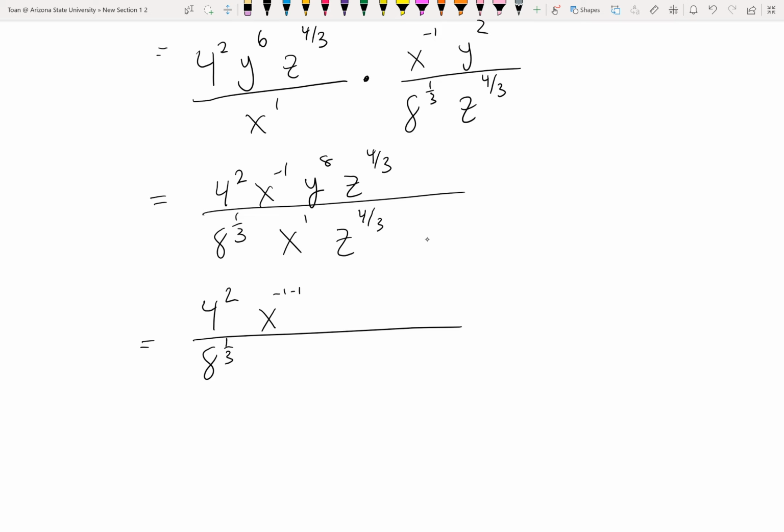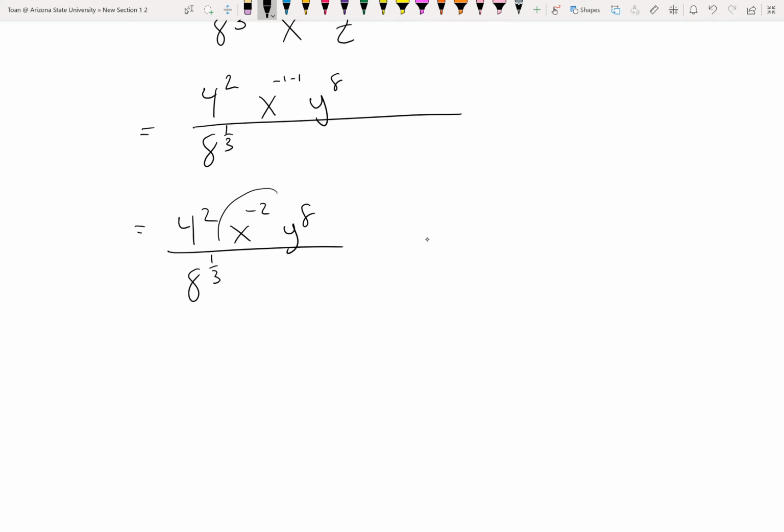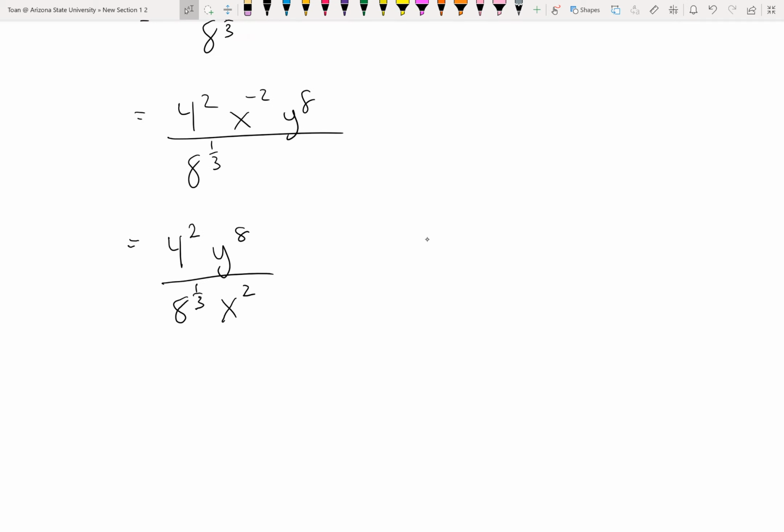So you have y to the 8. And then I hope everyone can see that the z's here, I don't need to do any subtraction. They just naturally cancel out. So then we have 4 squared, x to the -2, y 8, 8 to the 1/3 power. And then we do have this negative exponent, so we're going to flip the x from the top to the bottom. And there we go. We simplified it.